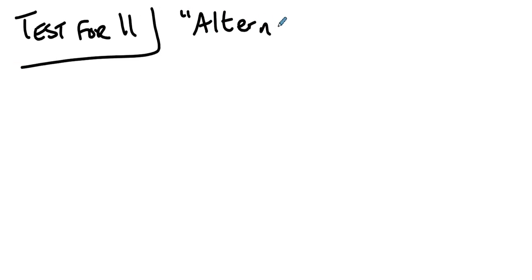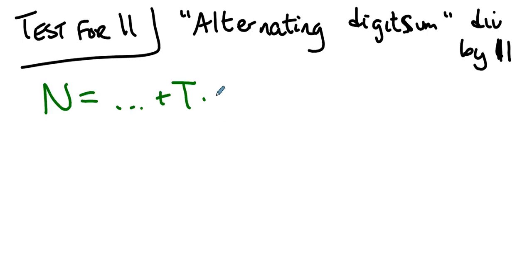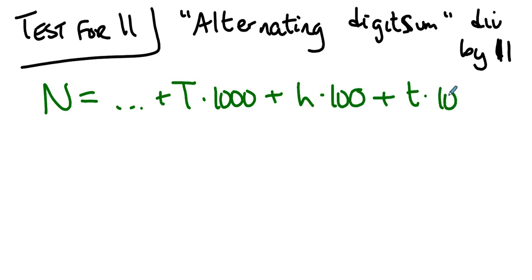Similarly, the test for 11. The test for 11 talks about the alternating digit sum being divisible by 11. If the alternating digit sum is divisible by 11, so is the number, meaning we take every digit and subtract out every other digit. So how does that work in this case? Well, you have some number, and eventually it's got a thousands digit, and it's got a hundreds digit, and it's got a tens digit, and it's got a units digit, right? Like you've got those in place.